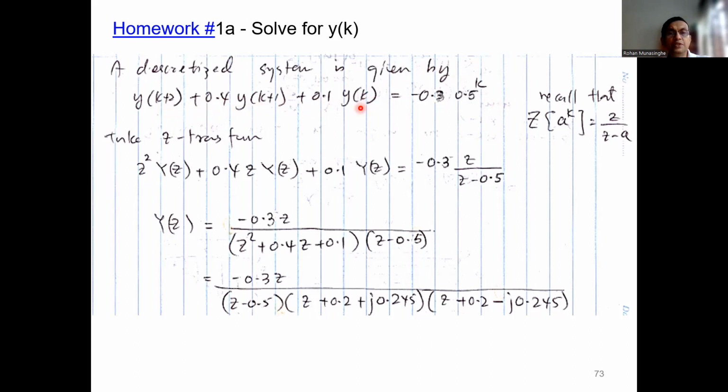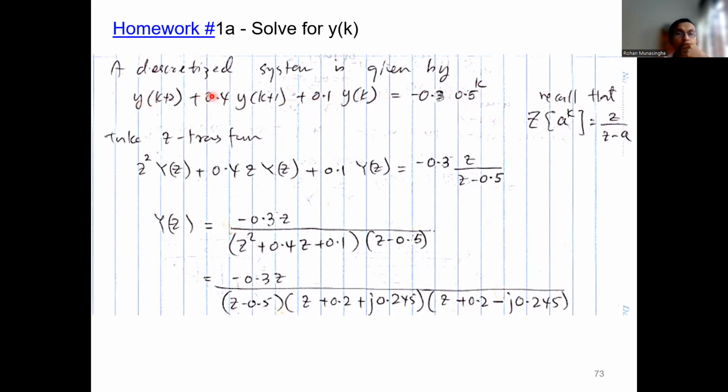So you get this difference equation, or transfer function in the Z domain, either way. Now, if you look at this difference equation, you can see y[k+2], 0.5 y[k+1], 0.1 y[k], which is equal to minus 0.3 times 0.5 to the k. Can you solve for y[k]? Yeah. The question asked is to solve for y[k].